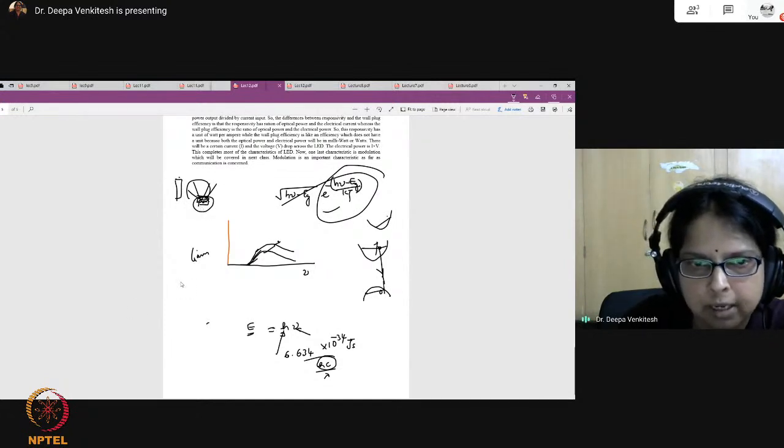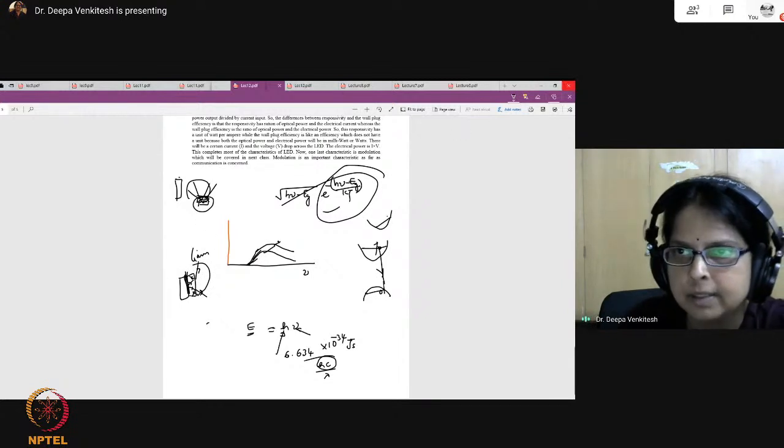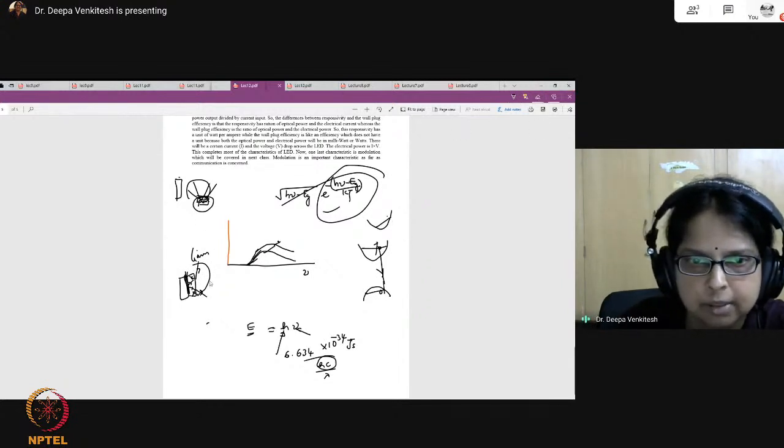I probably showed you a picture like this in the class where you have this junction, right? And you have light emitting in different directions here. It gets back because of total internal reflection. What comes out is like this, right? Here is where you place the dome. I don't know if this is clear to you. Let me try to draw this once again.